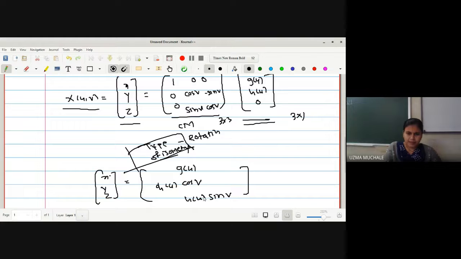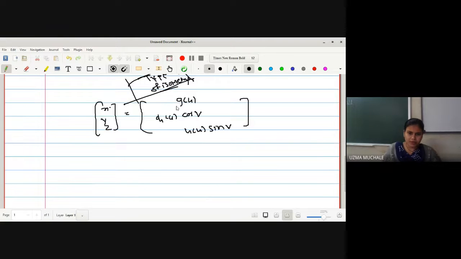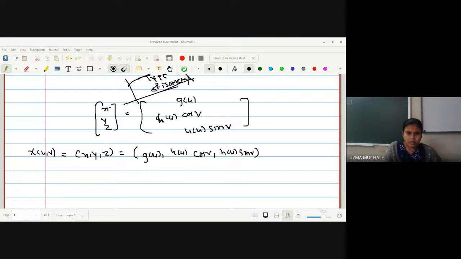Yes, ma'am. Simply we have to do the multiplication of matrices. Okay, so in this way I can say that xyz, that is x of uv, that is our parameterization, is written in the form of g of u, h of u cos v, then h of u sin v. Okay, so in this way we have found this. Now if you remember, we have done this by taking the curve in the yz plane, right?